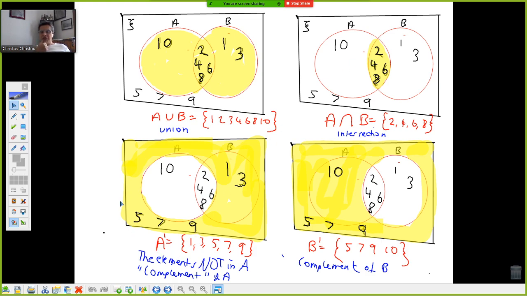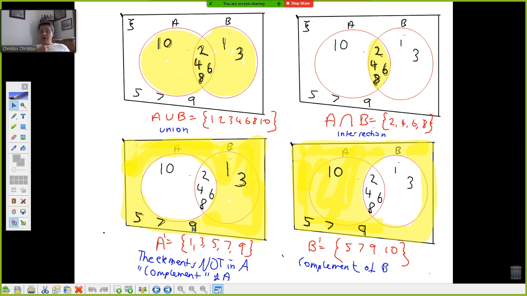This A dash, two ways of saying it. You can say the complement of A, or the Americans call it A prime. Essentially it means not A. So who are the elements that do not belong to A? Well, keep your eye on the whole of set A, which means 1 and 3 are not part of A. 5, 7 and 9 are not part of A.